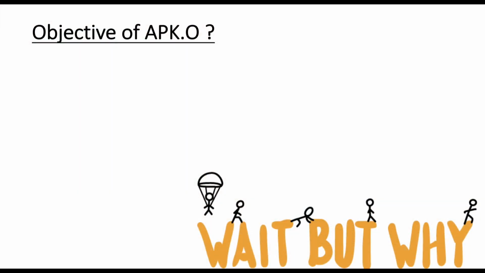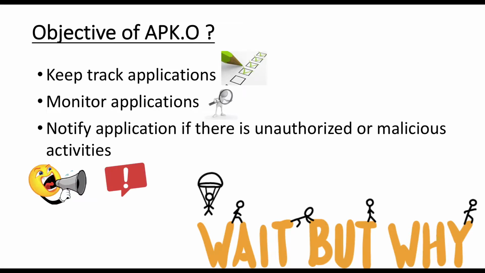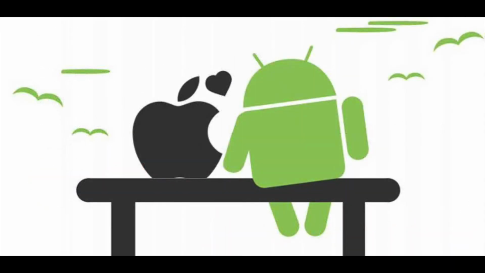Our application aims to achieve the following. 1. Help users keep track of all the apps that have been installed directly via APK. 2. Monitor the behaviors of apps that are downloaded directly via APK. 3. To notify the user of any unauthorized installation of application or any other malicious activities.